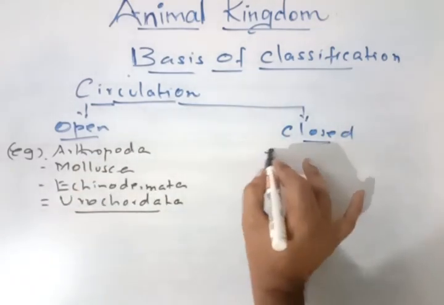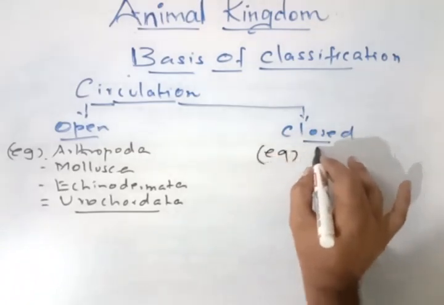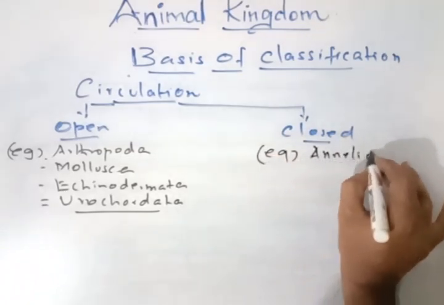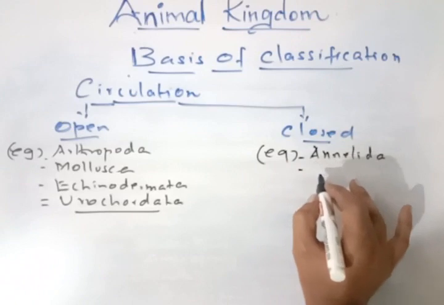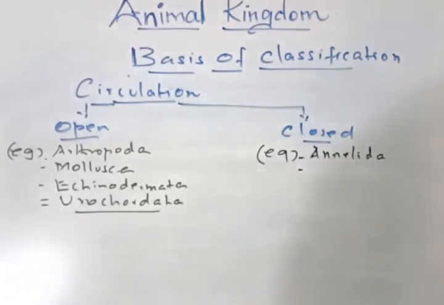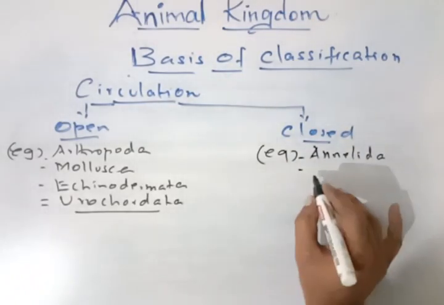For closed type of circulation, an example is Annelida. Annelida is the earthworm. Okay, this is one. Then you will have another two, including Cephalochordata.